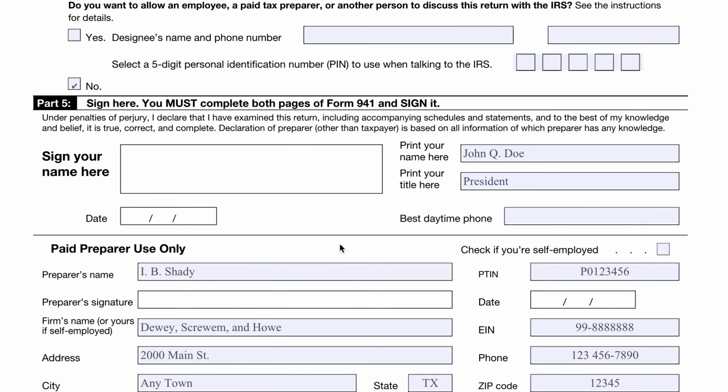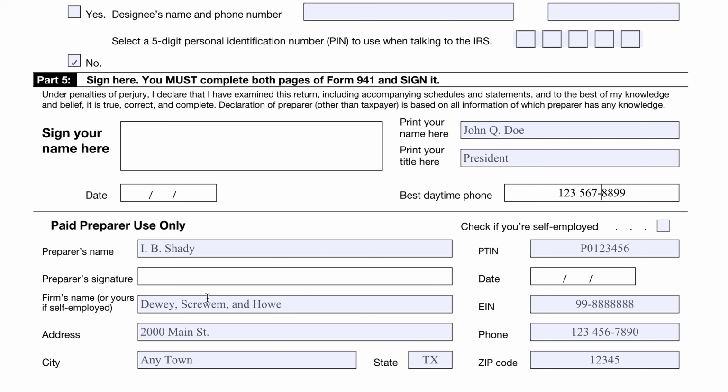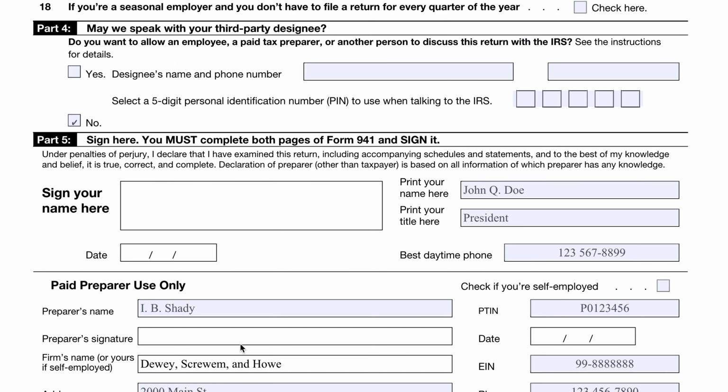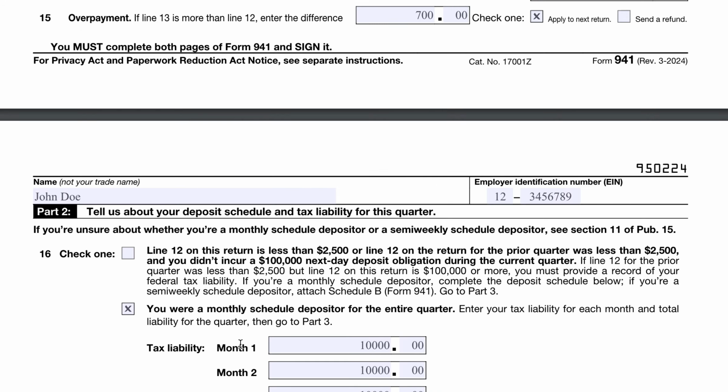And then Part 5, you're going to sign this form here, date it under the penalties of perjury, just like with every other tax return. You'll print your name and your title to the side. You'll enter your daytime telephone number here, and then if you're using a paid tax professional, he or she will enter their information here, and they will sign your tax return. So we've got John Doe's tax preparer right here, and so whatever the case may be, that's where we're going to go with that information.